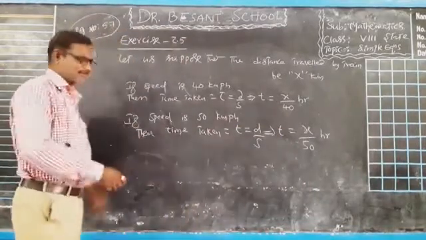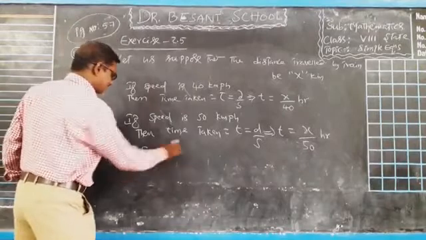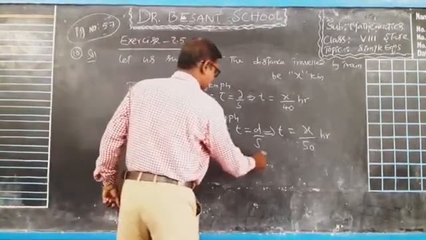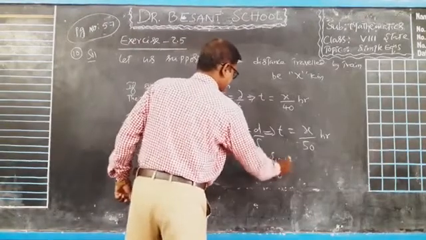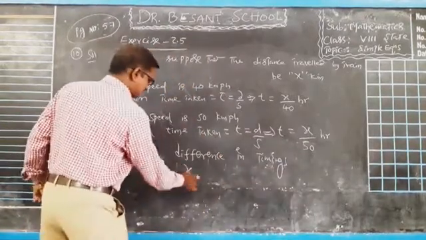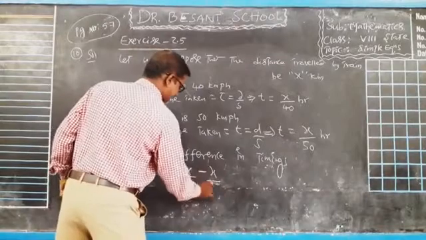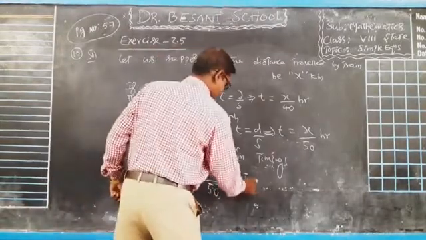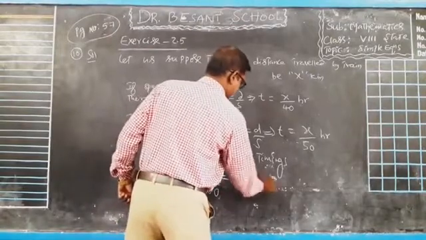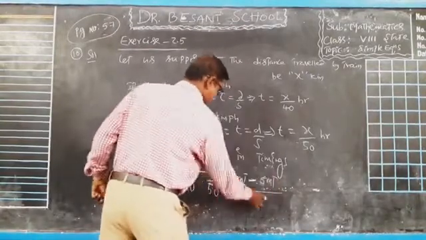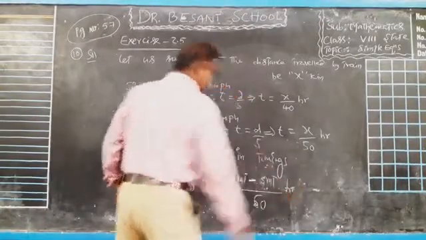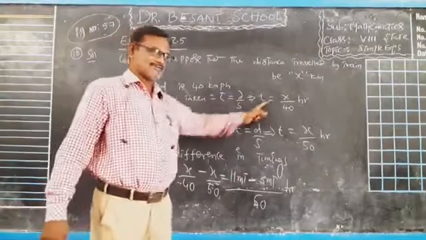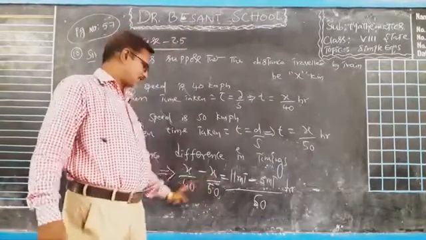We need to find the difference between timings. Since the difference in timings is the first time, x by 40, minus the second time, x by 50, it is equal to 11 minutes minus 5 minutes, that is 6 minutes, 6 by 60 hours. Okay children, observe: x by 40 first time minus x by 50 second time, the difference in timings.